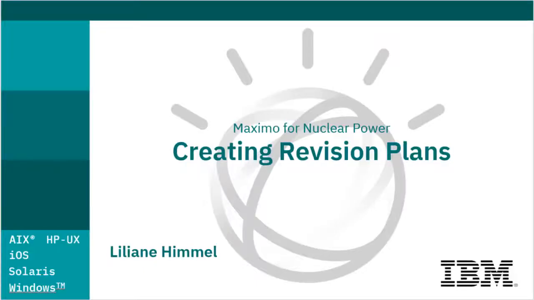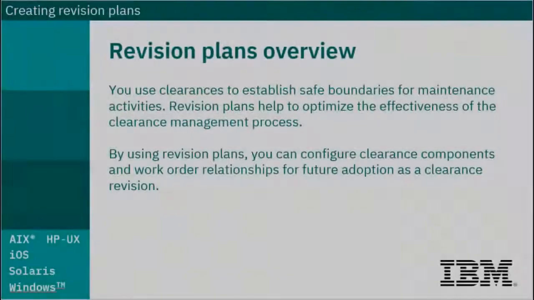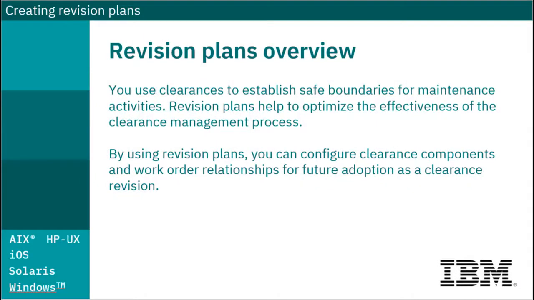This video explains how to add a revision plan to a clearance and how to revise a clearance to add a revision plan. You use clearances to establish safe boundaries for maintenance activities. Revision plans help to optimize the effectiveness of the clearance management process. By using revision plans, you can configure clearance components and work order relationships for future adoption as a clearance revision.